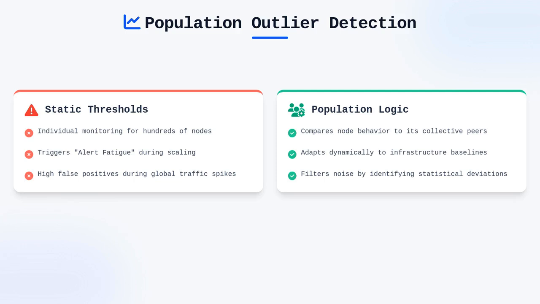Rather than checking if a single node has crossed a static threshold, we look at how a specific node compares to the collective behavior of its peers at any given moment. This approach is powerful because it inherently adapts to the baseline of your infrastructure.